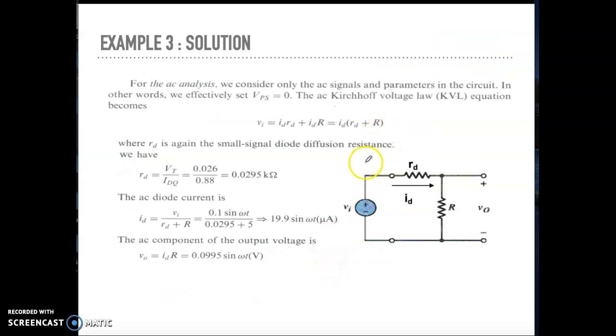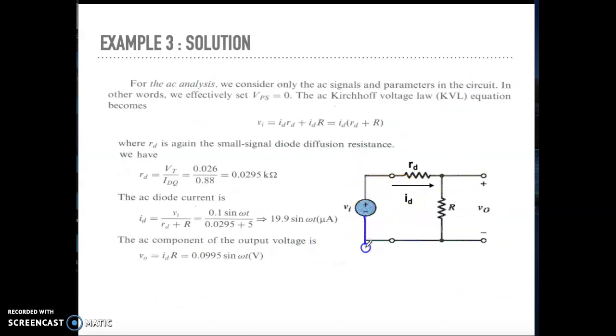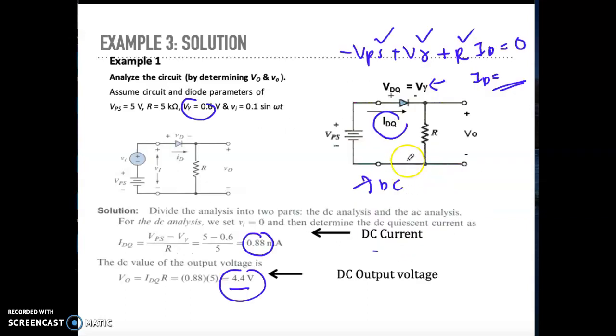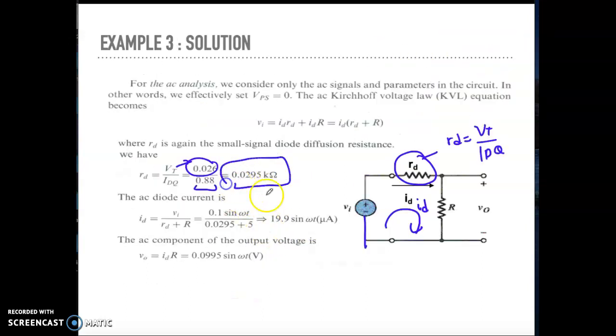Now, what happens during AC analysis? You are going to turn off your DC supply by shorting it. And the current flowing here is not capital I, capital D. It becomes small i and small d. And at first, there is a diode, right? So you're going to replace your diode with RD. What is RD? VT over IDQ. VT is the thermal voltage. IDQ is the one that you calculated just now, 0.88. Then you can find your RD.